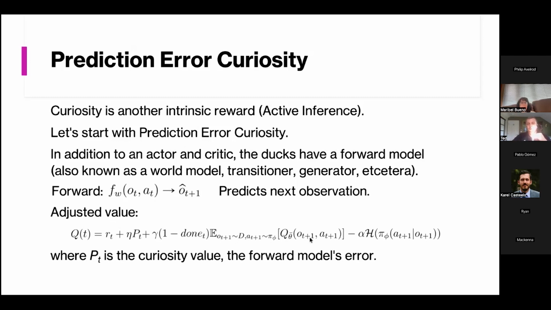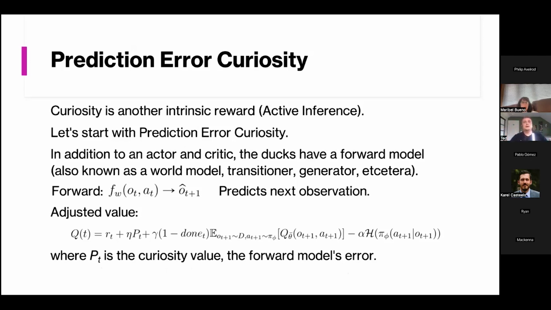And this is going to sound a little strange, but the adjusted value, we're still using rewards. We're still using expected future rewards. We can still use entropy if we'd like to. But this term right here is eta times p, where p is a curiosity value, which is, in this case, the prediction error, the forward model's error. We are increasing Q value when the forward model makes mistakes.